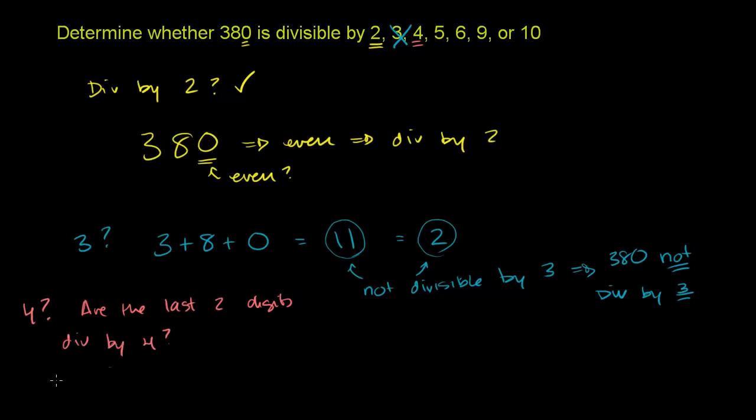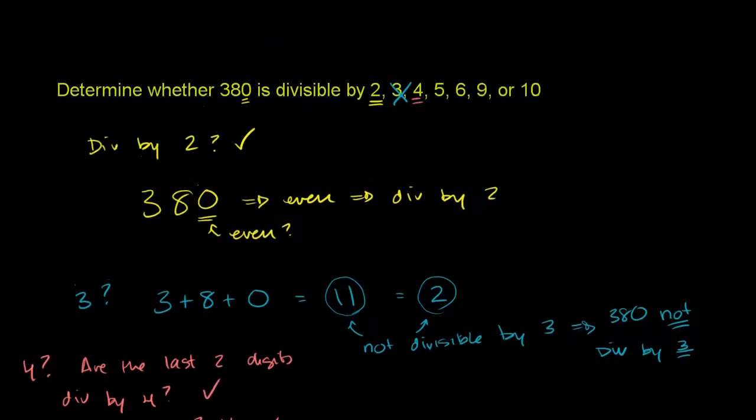So in this situation, is 80 divisible by 4? Now, you could eyeball that. You could say, well, 8 is definitely divisible by 4, or 8 divided by 4 is 2. 80 divided by 4 is 20. So this works. Yes. So since 80 is divisible by 4, 380 is also divisible by 4. So 4 works.